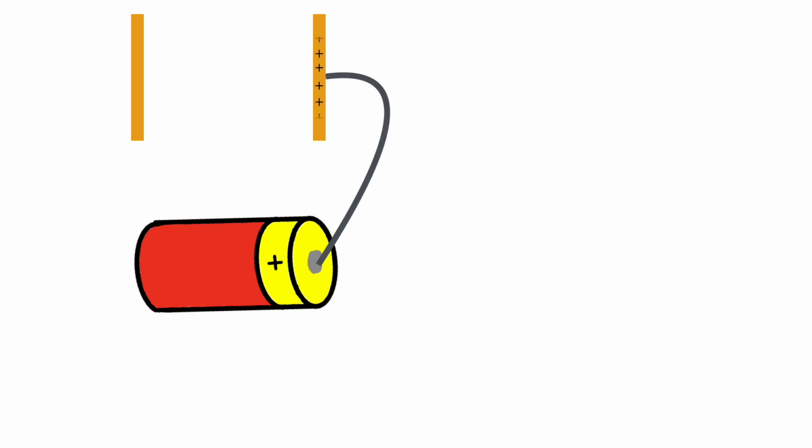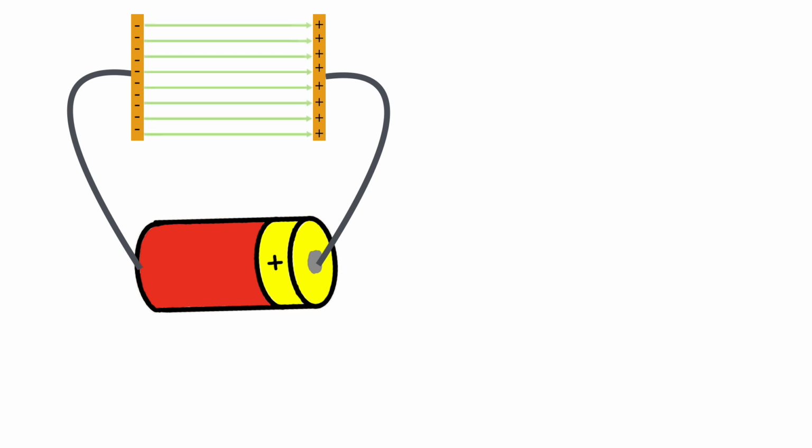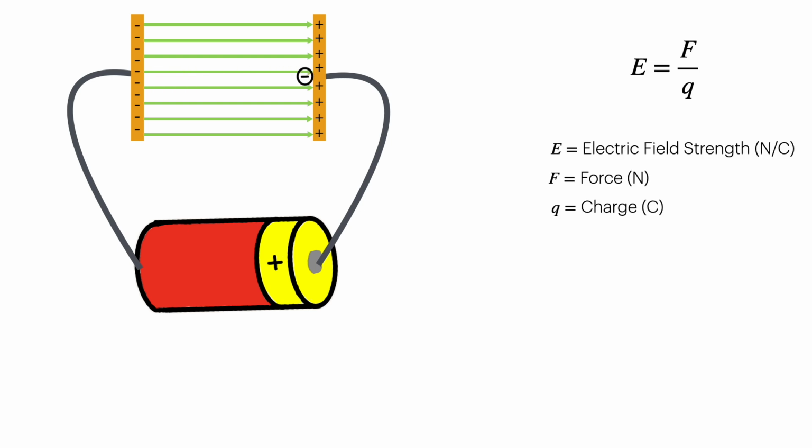What if we now decide to connect a battery between two metal plates? Then the right-hand plate will become positively charged and the left-hand plate will become negatively charged. With this setup, we have an electric field that will tend to push a negative charge from the left plate towards the right plate. So, we define the electric field strength as the attractive force that a charged particle experiences in the field divided by the charge of that particle.